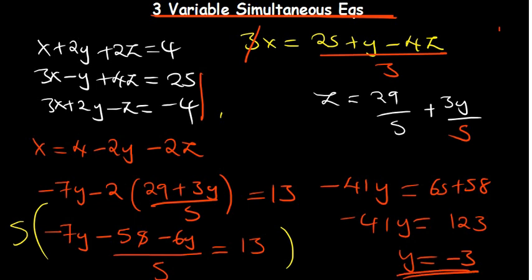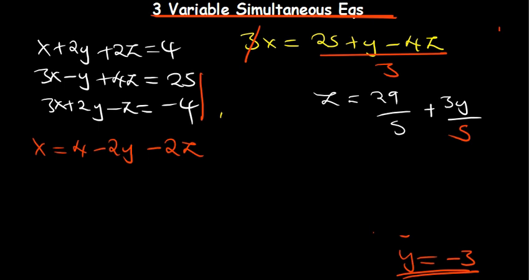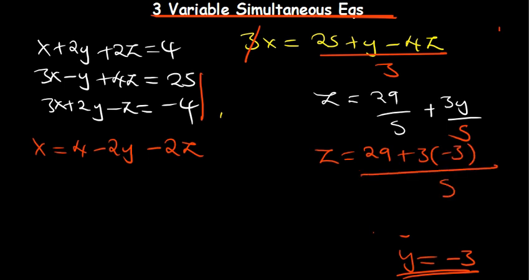And then you can try to find z. How are we going to do that? So you can just get to the point where z is the subject, just on top there, right? So our z is equal to 29 plus 3 times negative 3 for y, and then over 5. So 29 minus 9 is 20. 20 over 5 is what? It's 4. So we have y as negative 3, and then z is 4.